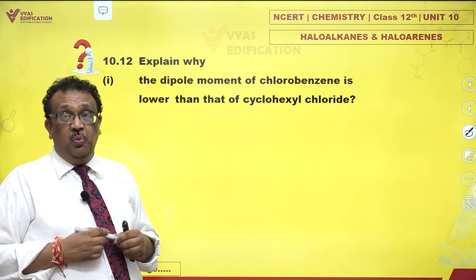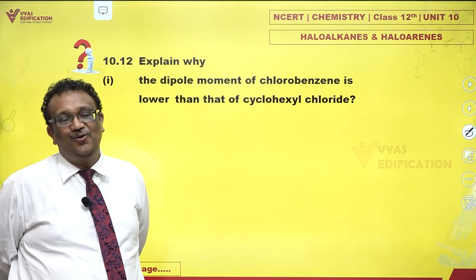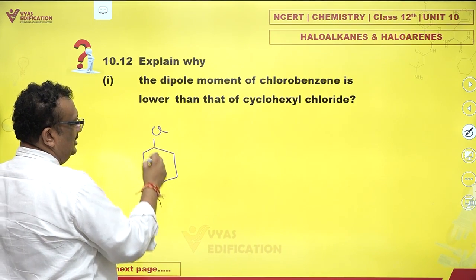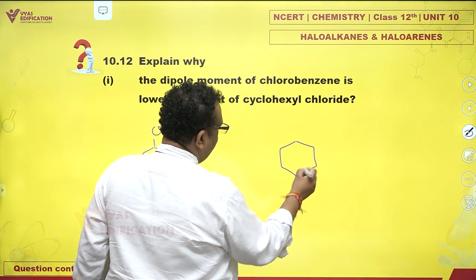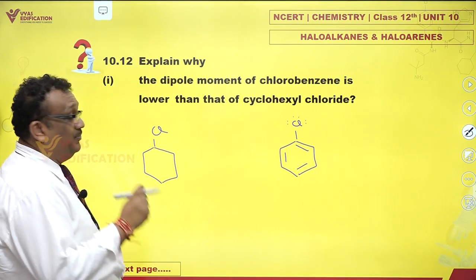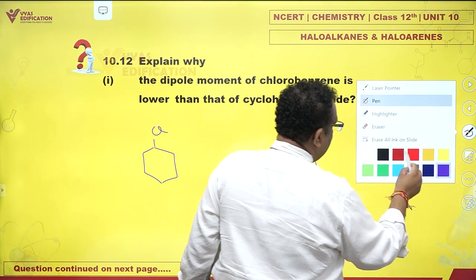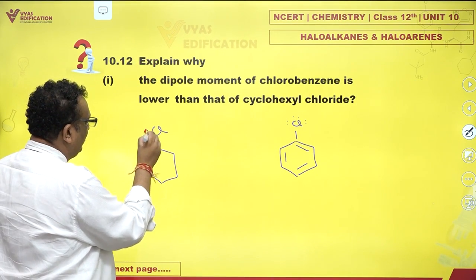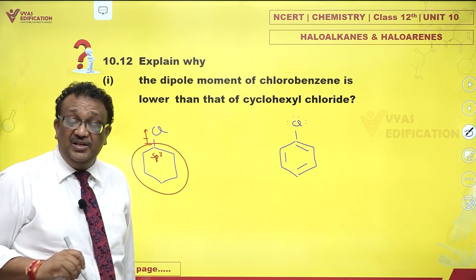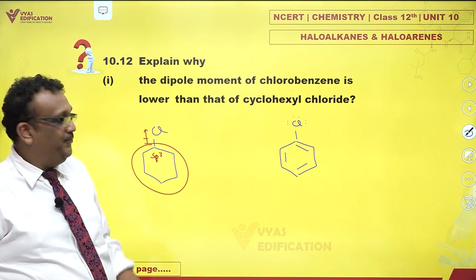Simple. Explain why the dipole moment of chlorobenzene is lower than cyclohexyl chloride. Beautiful. Let us take a look at cyclohexyl chloride, this, and chlorobenzene. Now, first of all, please understand that chlorine is an electron withdrawing group. Yes, very much. So it withdraws electrons away from this sp3 hybrid carbon, which is less electronegative, so chlorine can take away electrons more easily. It has some dipole moment, fine.